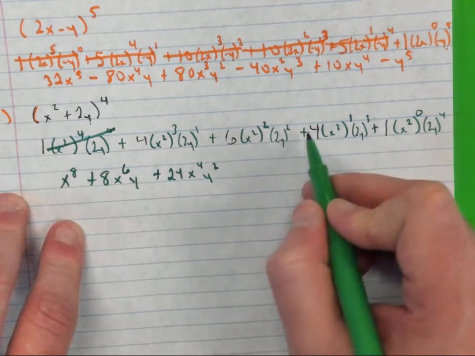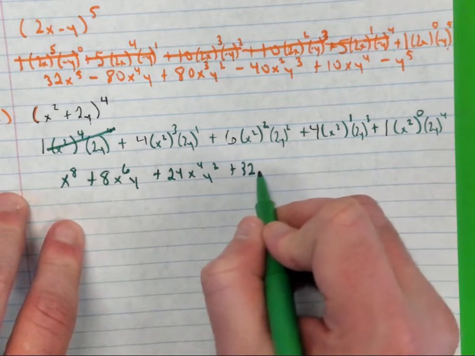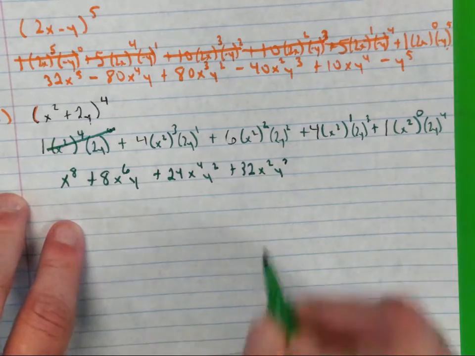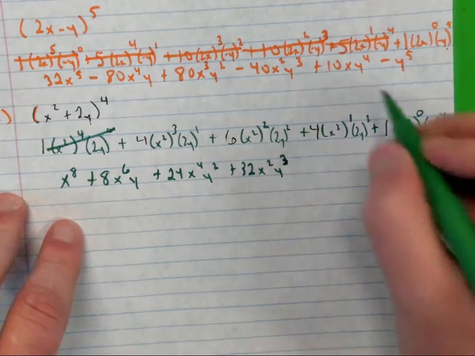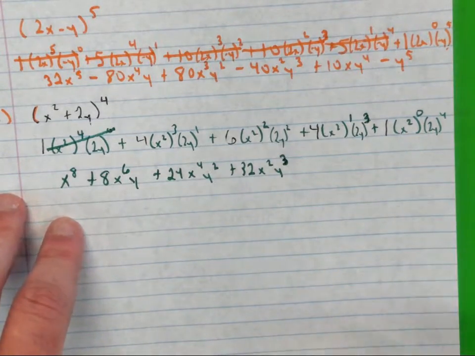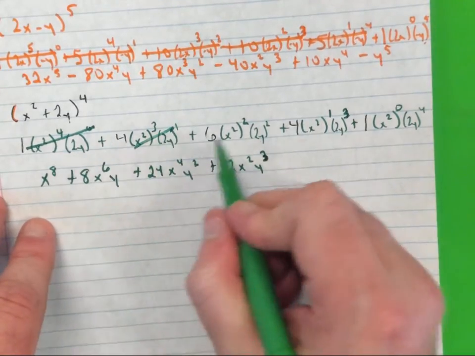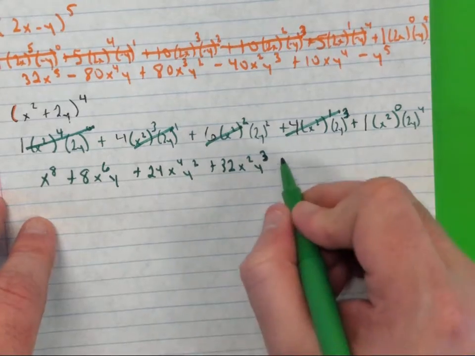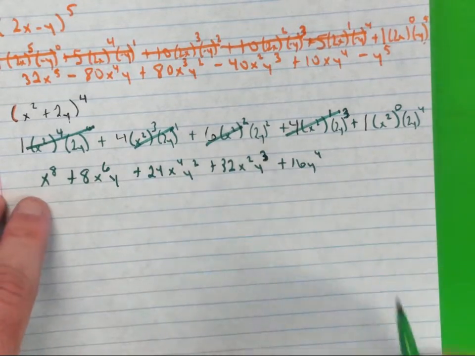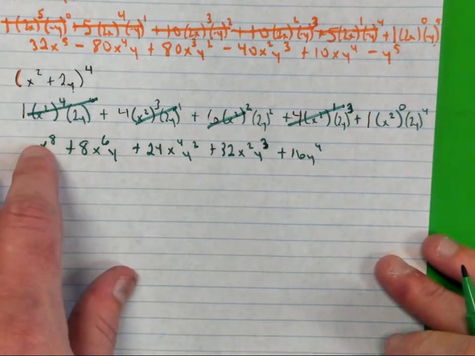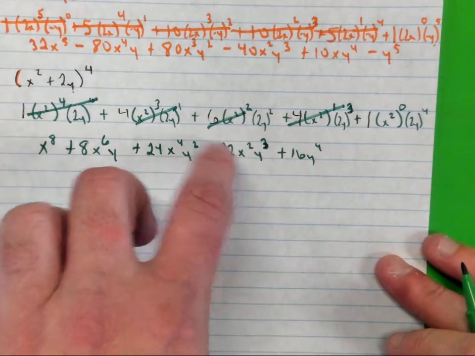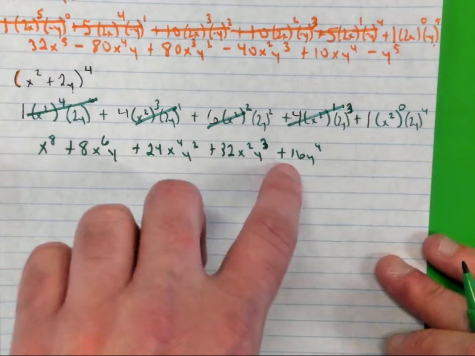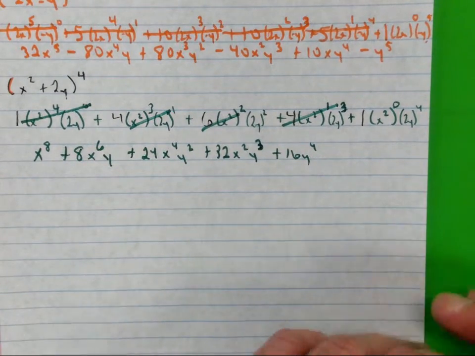2 cubed is 8. 8 times 4 is 32. X squared. Y cubed. That's a 3 right there. This is 1. 1 times 1. That's going to be 16. Y to the 4th. There's still a pattern here. I got x to the 8, x to the 6, x to the 4th. It's decreasing by 2. Now y squared, y cubed, y to the 4th. So there's still a pattern there.